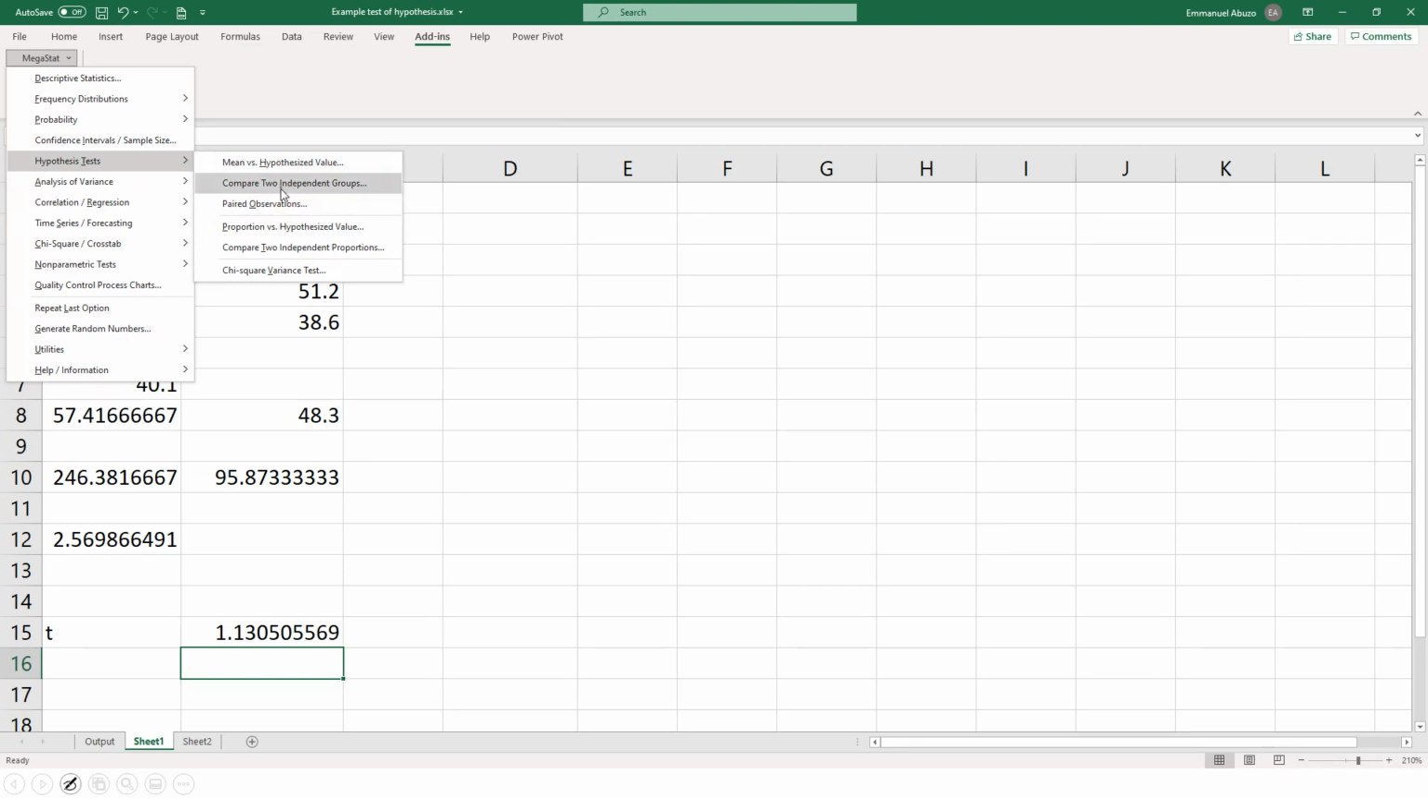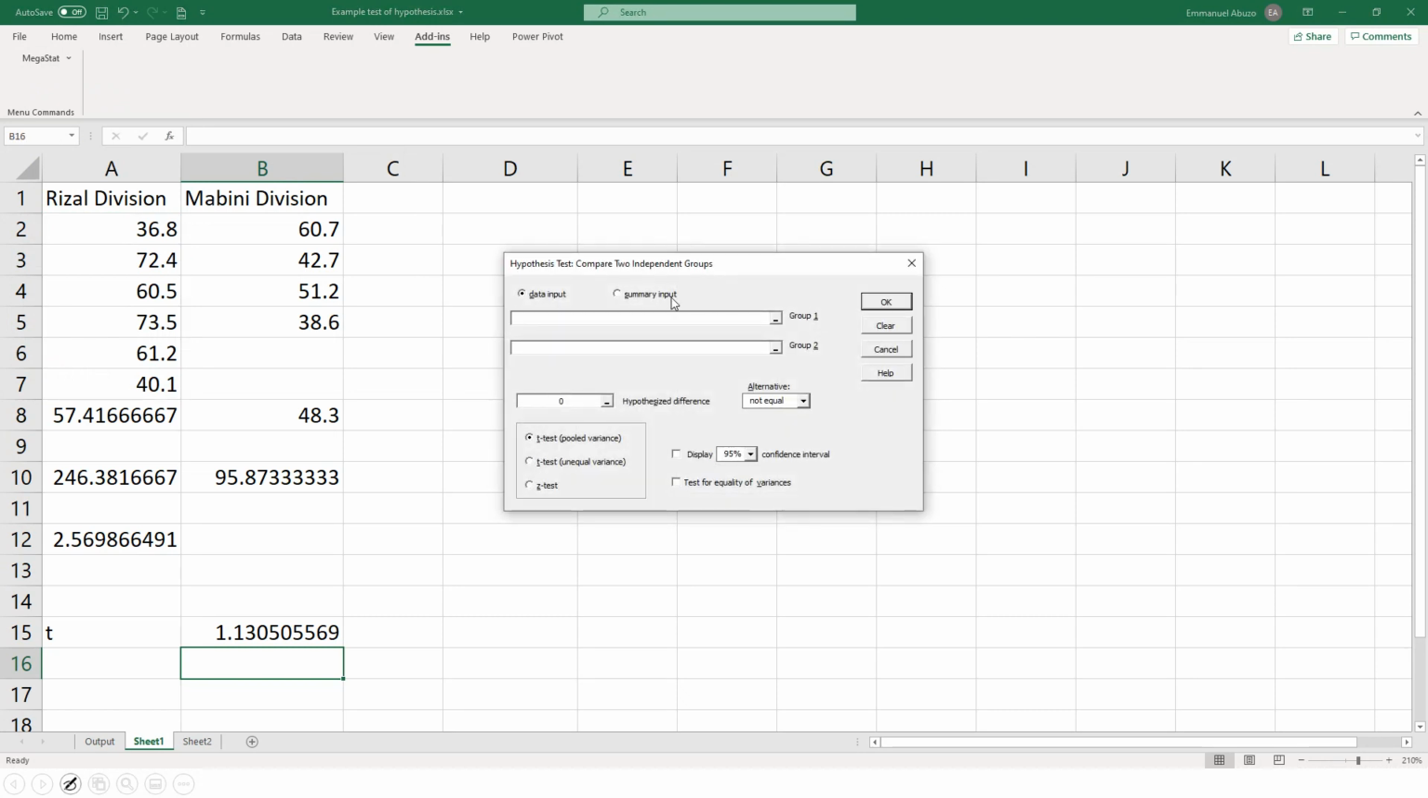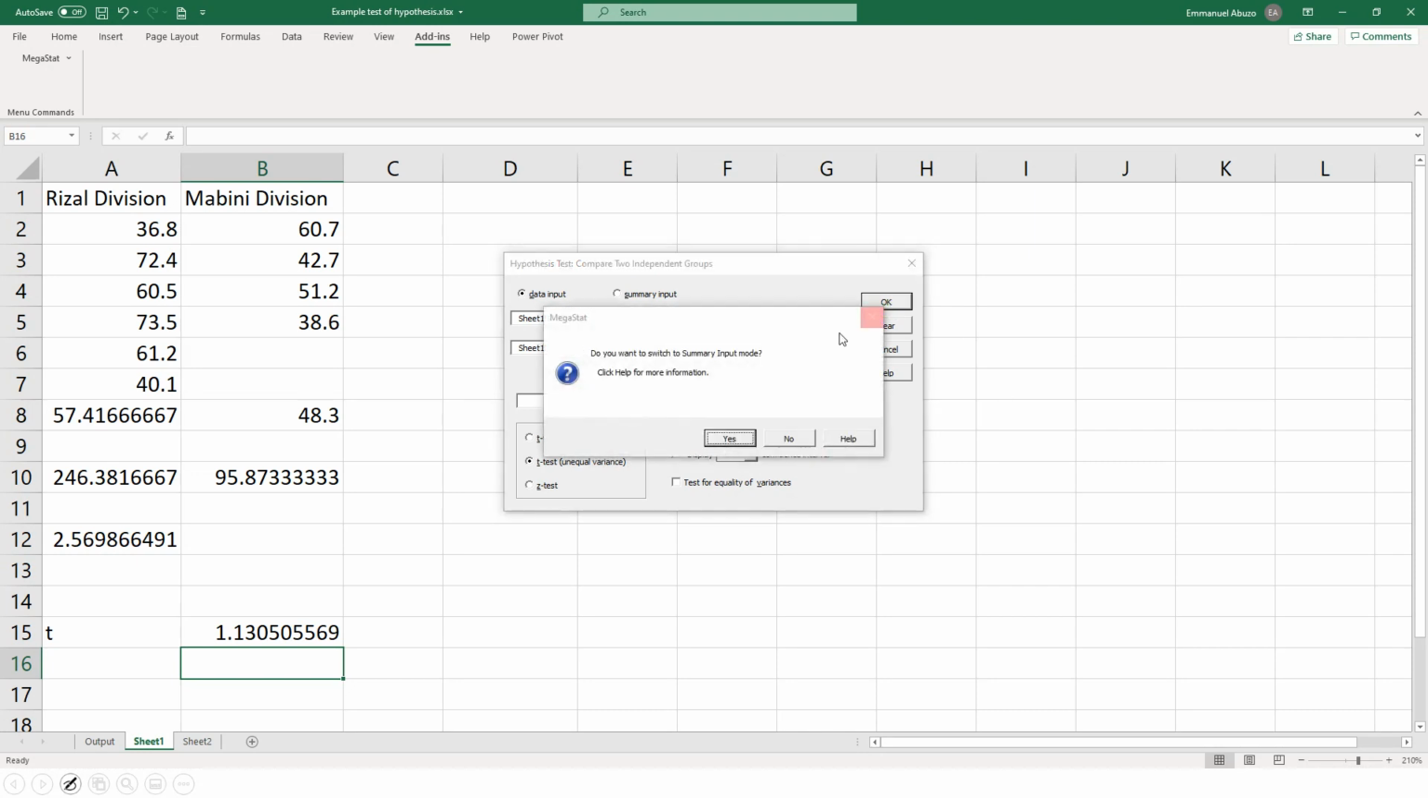Okay, so in this case, our group 1 would be the Rizal division, and our group 2 would be the Mabini division. Now, the hypothesized difference is 0, but in this case, the alternative must be greater than. Then we're going to use the unequal variance because that's the result in our F test. And then the confidence interval is 95 because the alpha level is 0.05. Okay, and then click OK, and then click no.